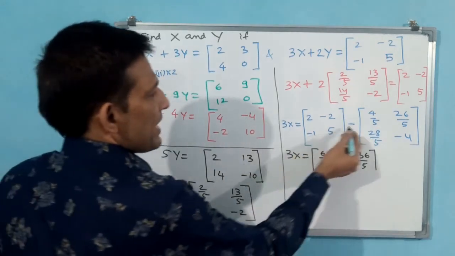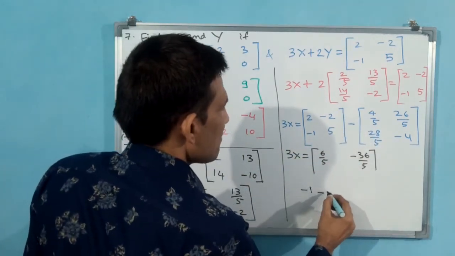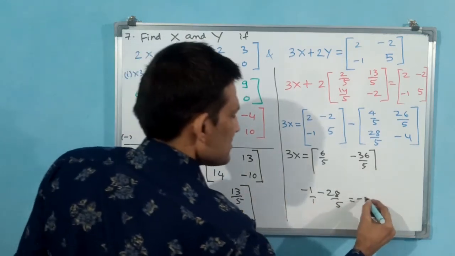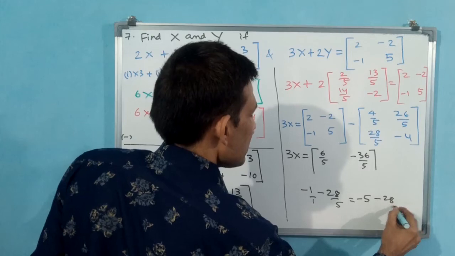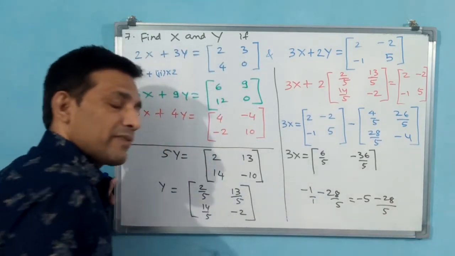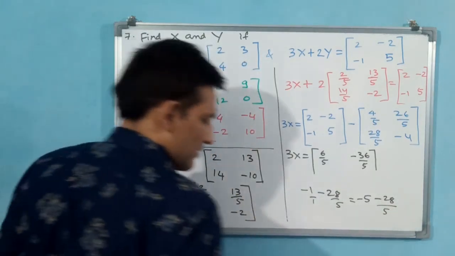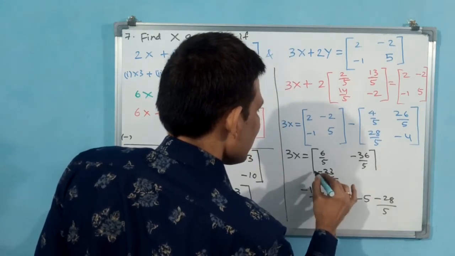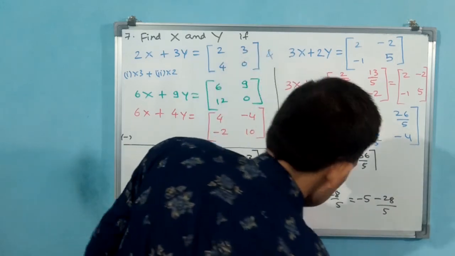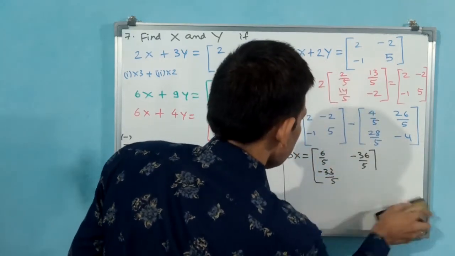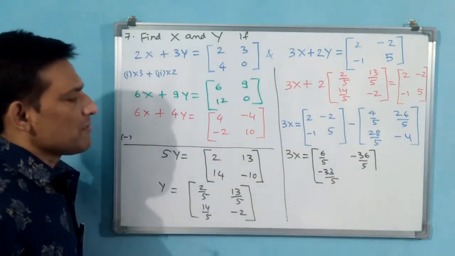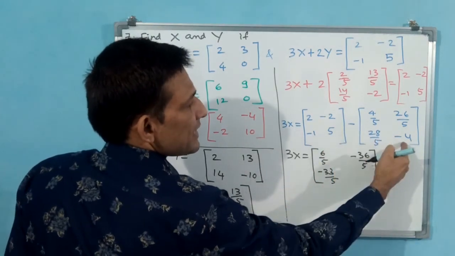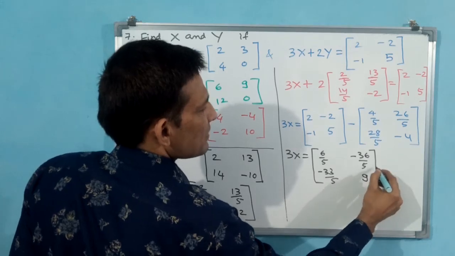Okay. Now you see minus 1 minus 28 by 5. That means 1 is there, minus 5, minus 28 by 5. 28 plus 5, 33. Minus 33 by 5. Write down minus 33 by 5. Take the last one. See, now 5 minus of minus 4 plus 4. 5 plus 4, 9.